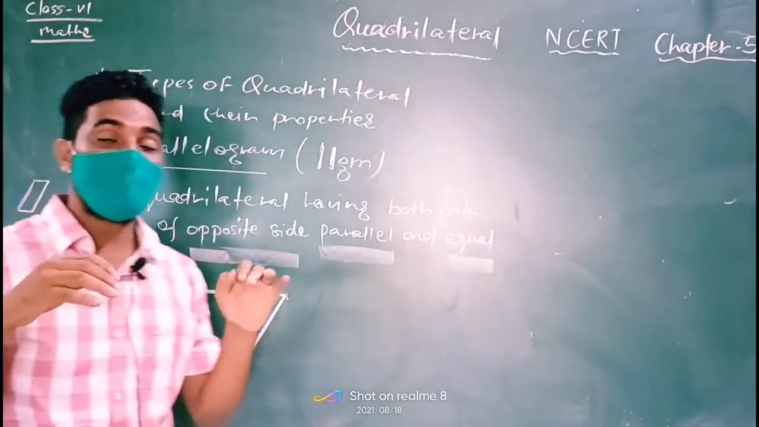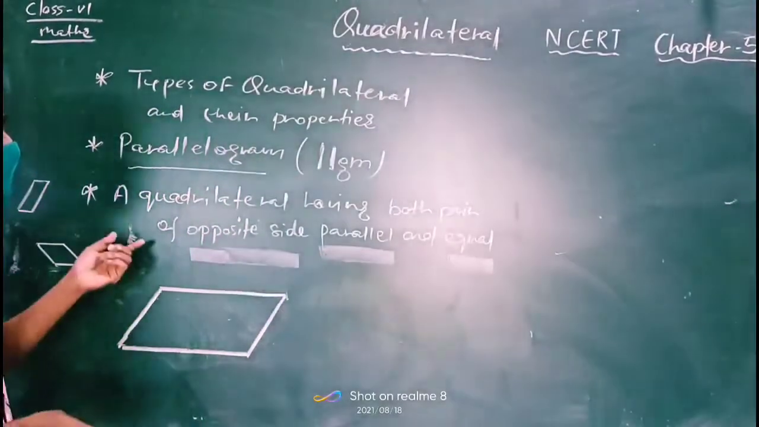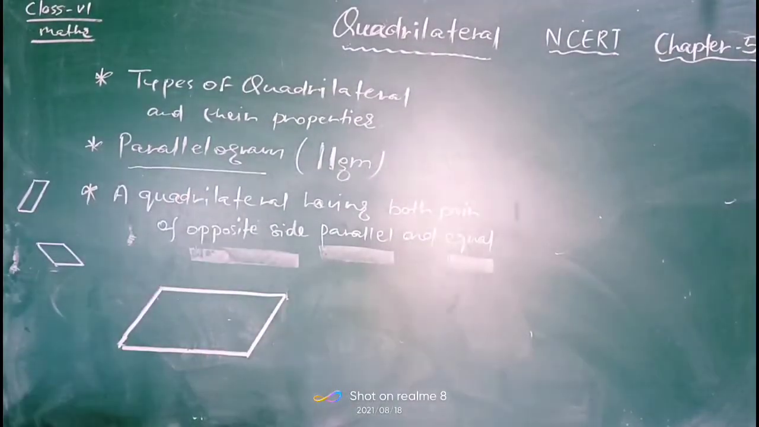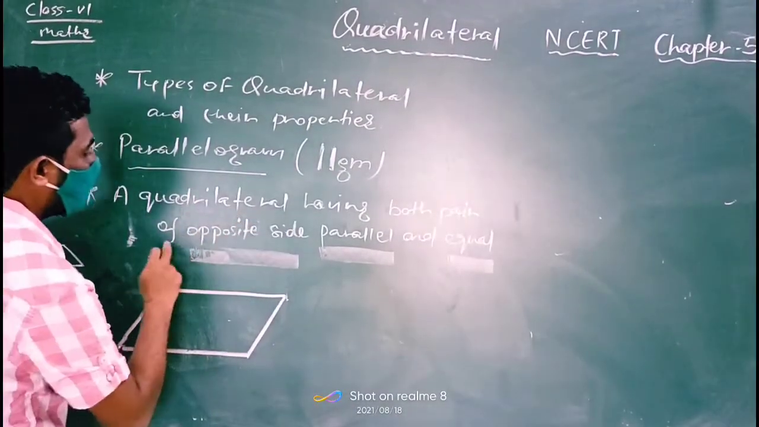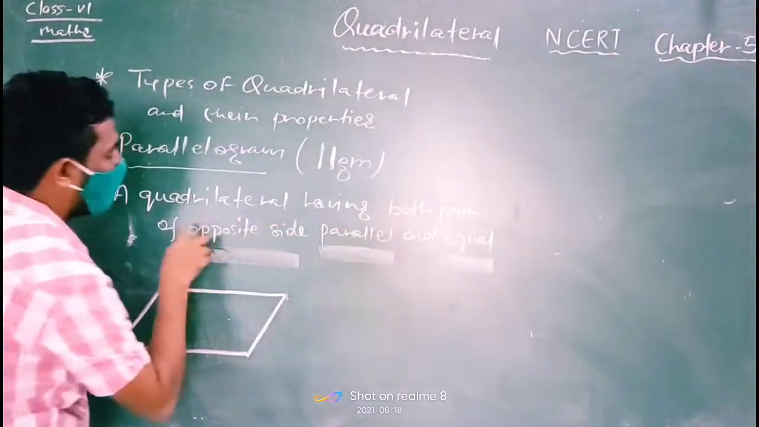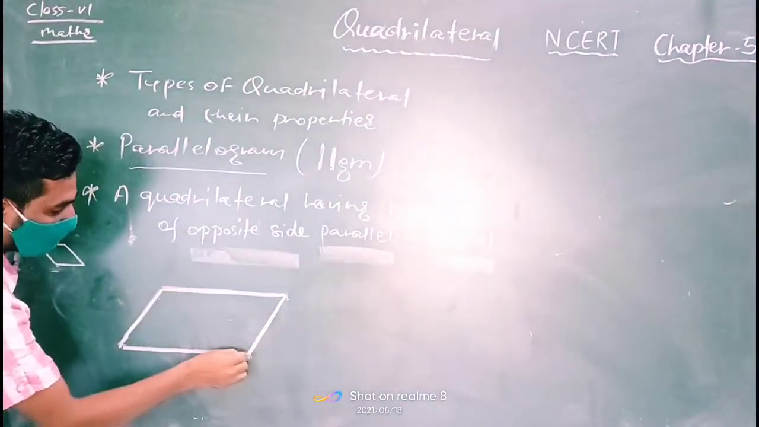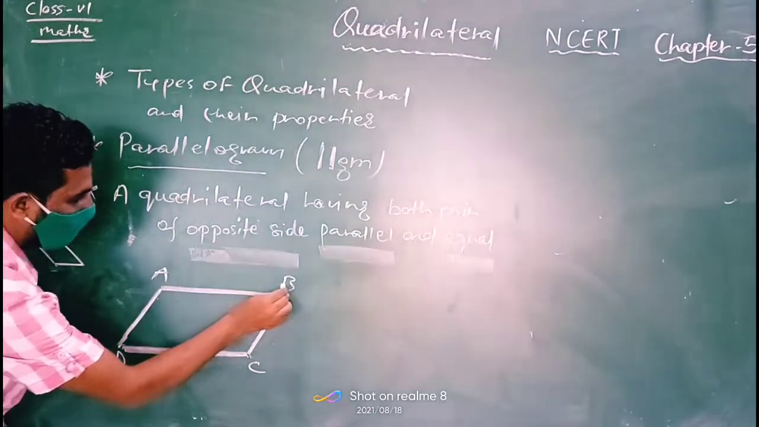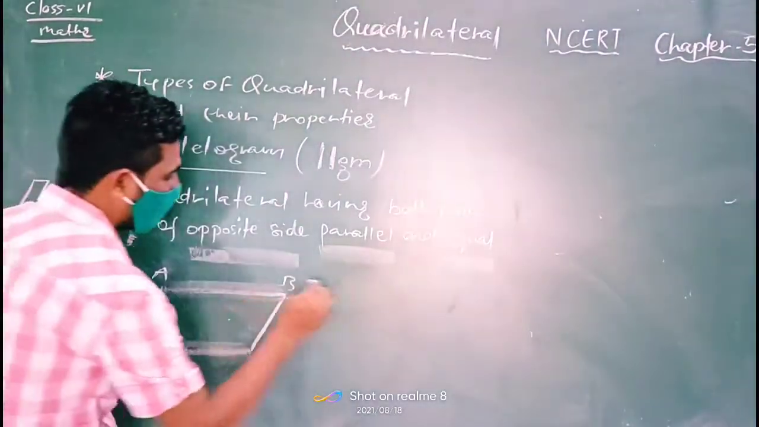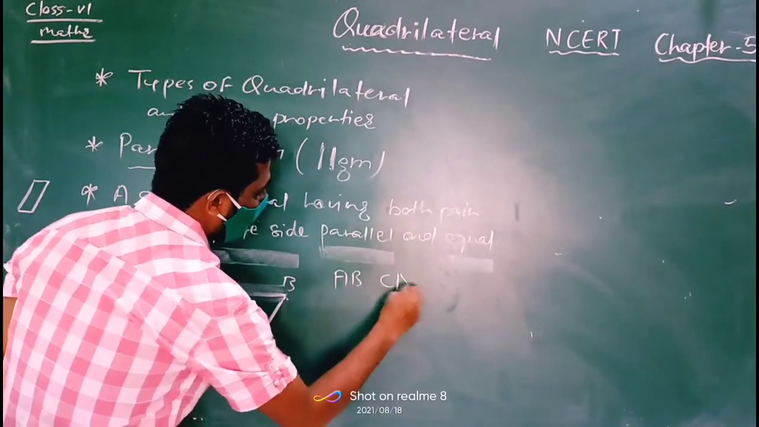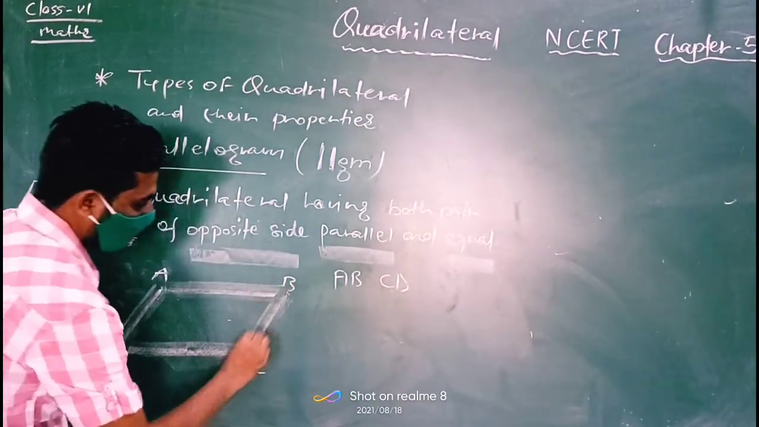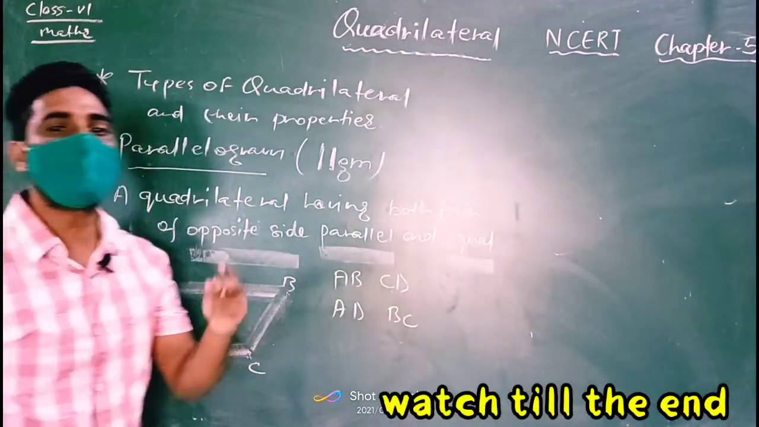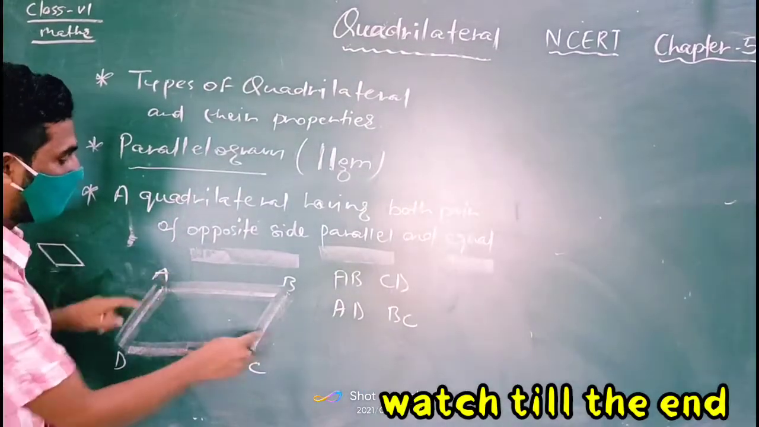But in the properties, why is it called a parallelogram? Because you see, it is written here: a quadrilateral having both pairs of opposite sides. This side and this side will be called opposite sides. Suppose this is A, B, C, D, so this AB and this CD are called opposite sides. And this AD and this BC. Pair means two sides. These two are opposite and these two are opposite.